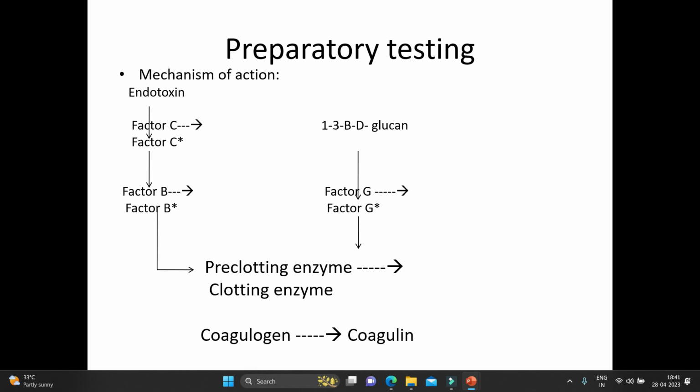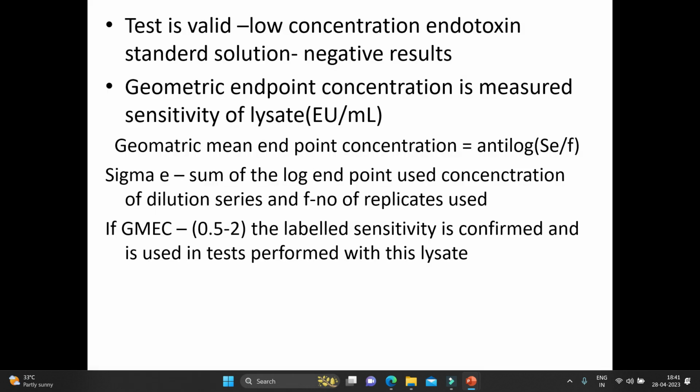This is the preparatory testing, one type of the gel clot technique. In the mechanism of action, endotoxin activates factor C and factor B, which are pre-clotting enzymes, and along with 1,3-beta-D-glucan will be present.